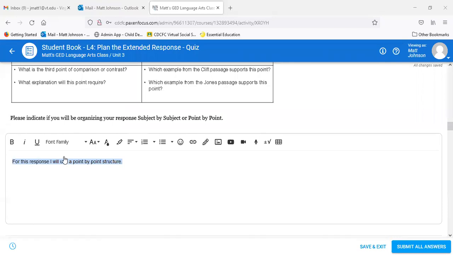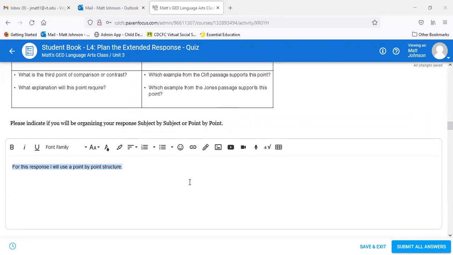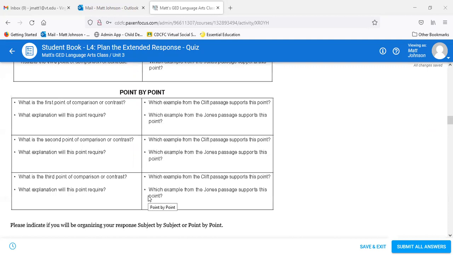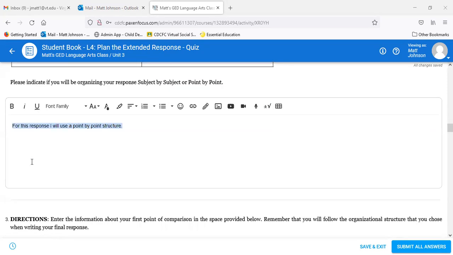So just looking again at that, right? Point by point, we're going to pick a point of comparison, which we did already in the last lesson, right? And then we go through, and this is very similar to what we did. For each point, we're going to add evidence as we go along.